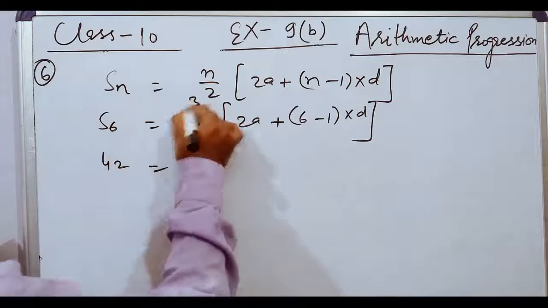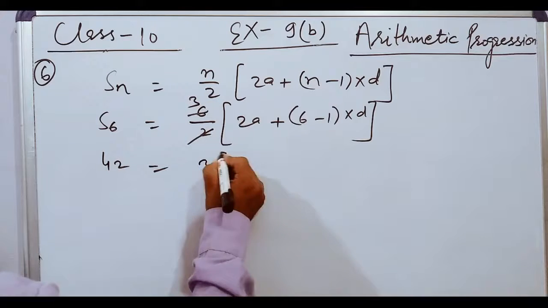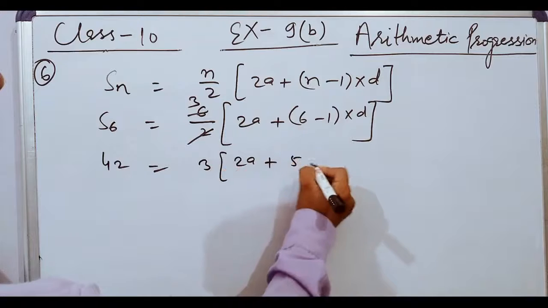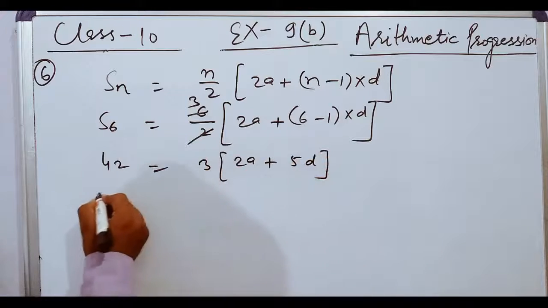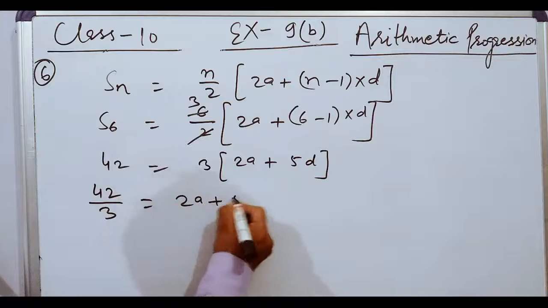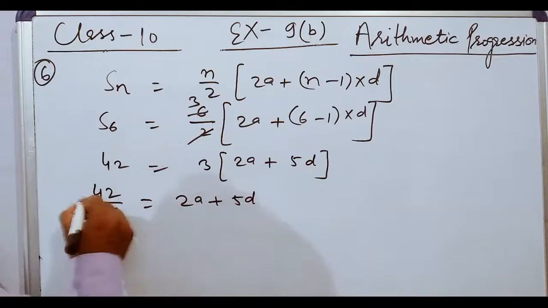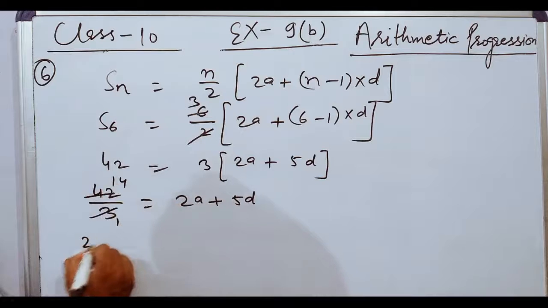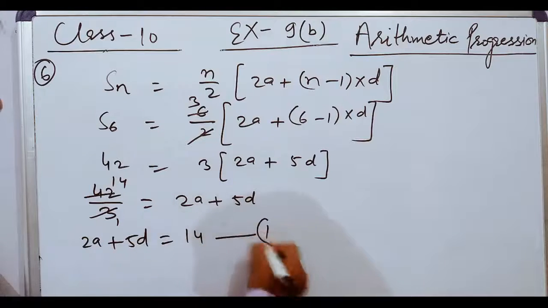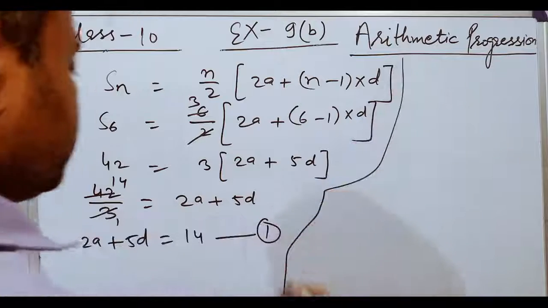It is 3 into (2a plus 5d). Take the 3 downside, it is 2a plus 5d equals 14. 42 divided by 3 is 14. This means 2a plus 5d equals 14. This is the first equation.